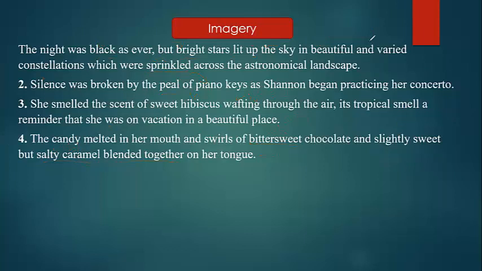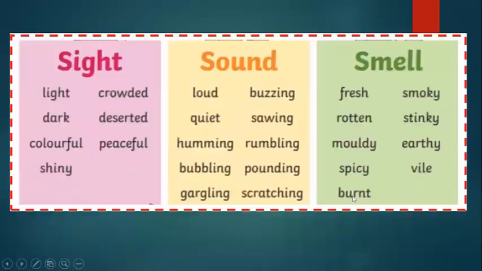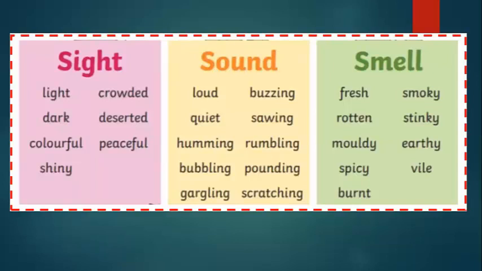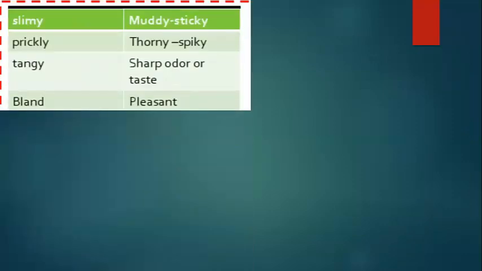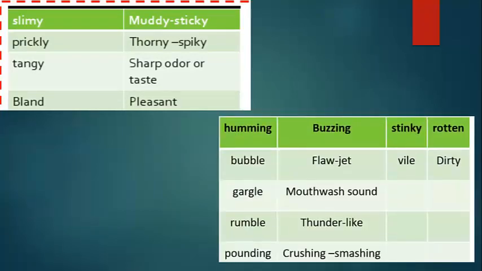So I hope now you are ready to use imagery in your piece of writing. Here are some strong words we can use that are helpful when you talk about the 5 senses. We'll send this file to you, and I hope you study these expressions very well. Here there's a list about sight, what you can see, sound, what you can hear, smell, touching, and tasting. This is the meaning of some new words that occurred in the previous slide. I recommend you study them very well.